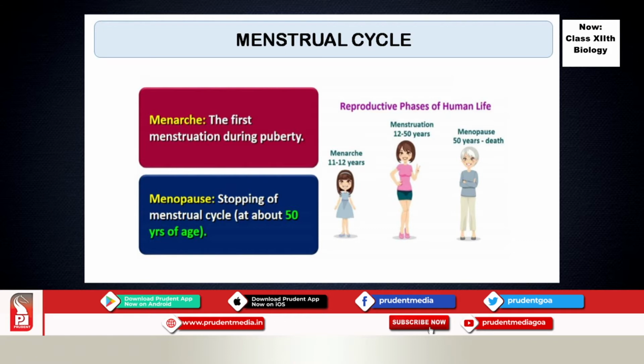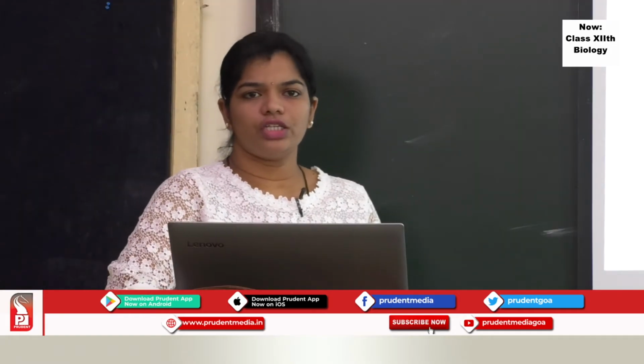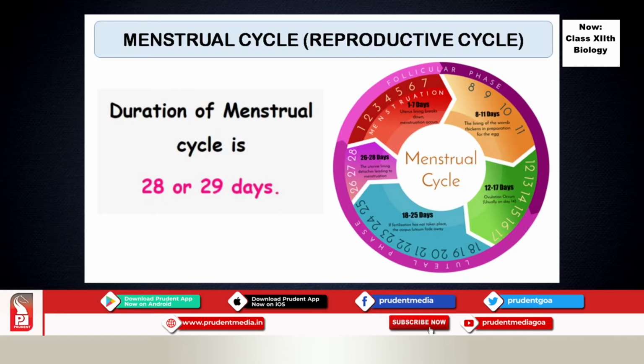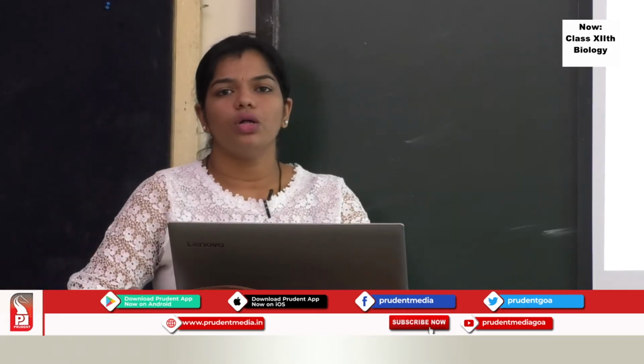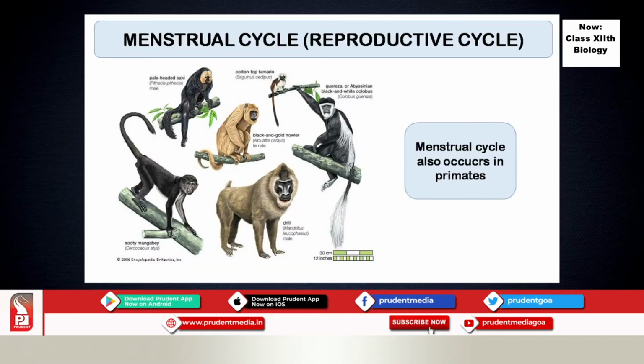From 12 years to 50 years, menstruation can take place. That's the reproductive phase of the females. The duration of each menstrual cycle is roughly around 28 to 29 days. It might change plus or minus 1 to 2 days depending upon the person. The menstrual cycle also occurs in primates along with us human beings. Even primates undergo the menstrual cycle.